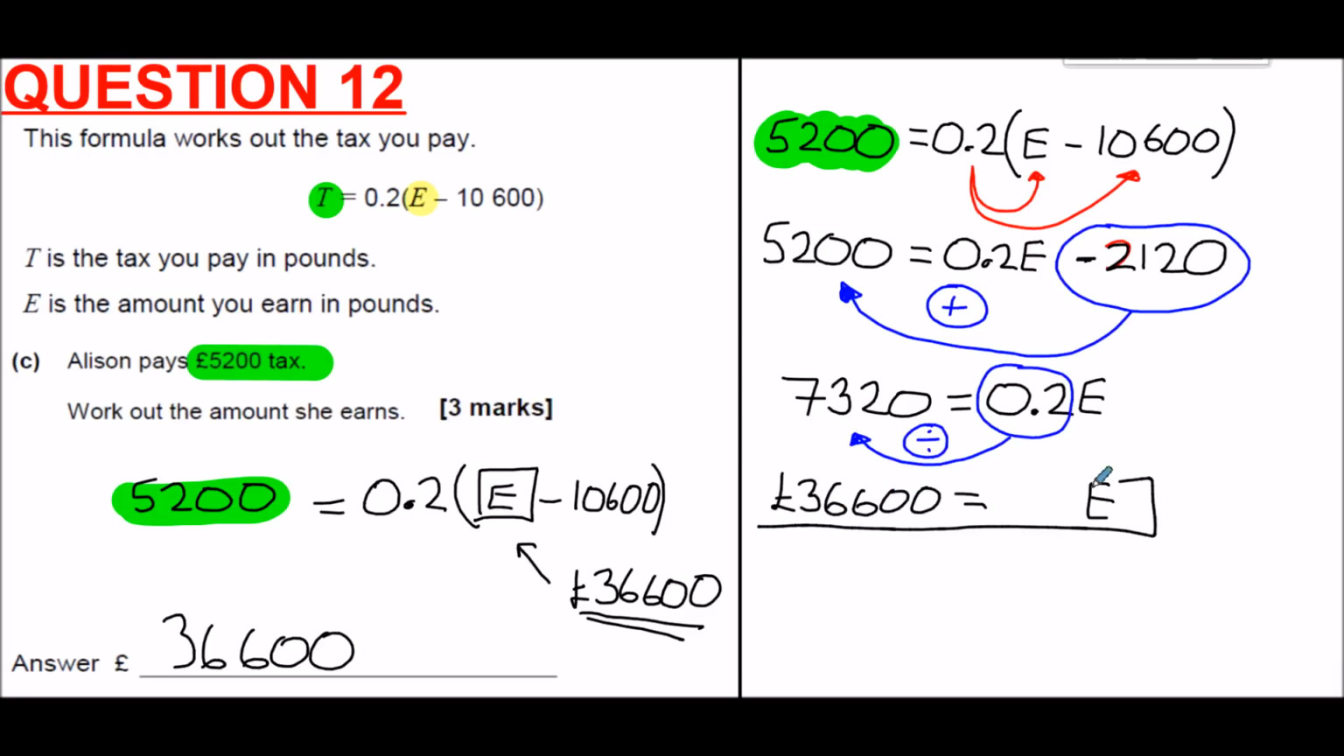So therefore, Alison's earnings must be £36,600.